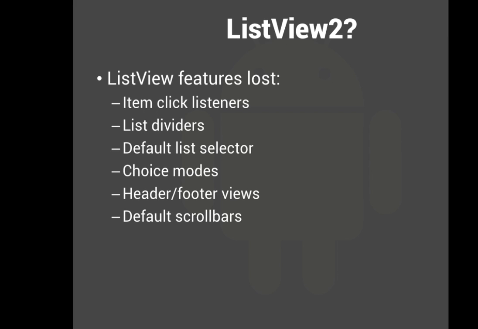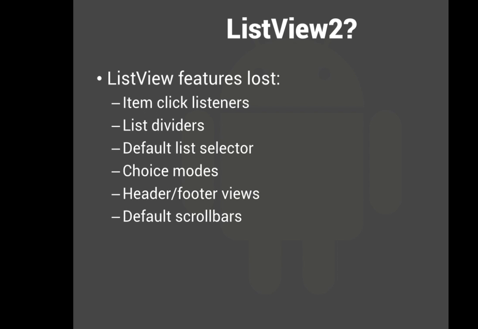Choice modes, has anybody ever used those before? A couple people. So ListView supports the ability to do single or multi-selection. So I can have a single highlighted item and ask the ListView at any time what position is checked, or have multiple checked items just by setting a choice mode. That functionality is gone. Right? There's nothing like that in RecyclerView. You would have to write it back in.